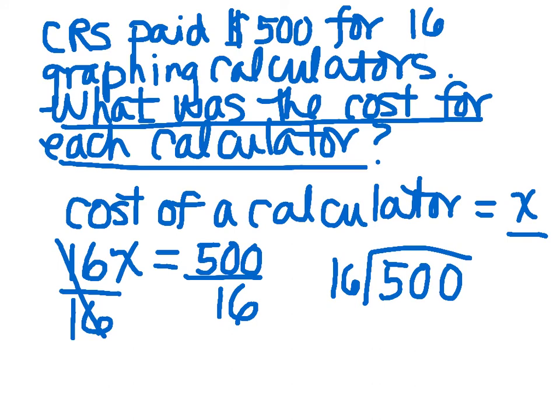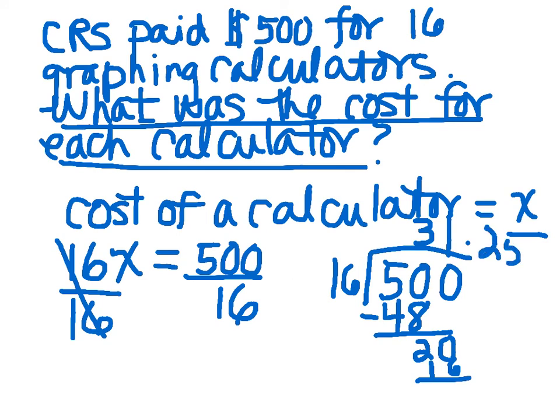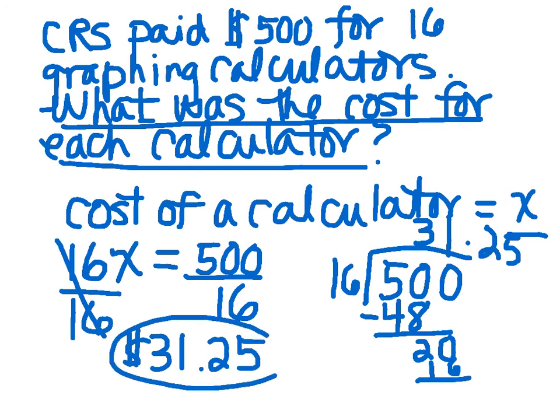Divide. 16 goes into 50 3 times. Multiply. 3 times 16 is 48. Subtract. 2. Bring down the 0. 20 divided by 16 is 1, and 4/16 I know is a quarter, so it comes to $31.25. $31.25, and it is okay tonight to use calculators because the emphasis tonight is on doing the algebra. All right, good luck with your homework.